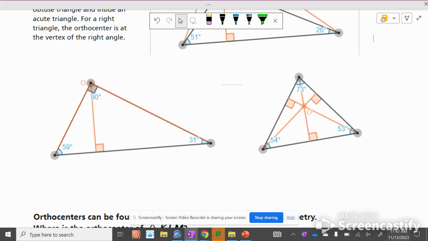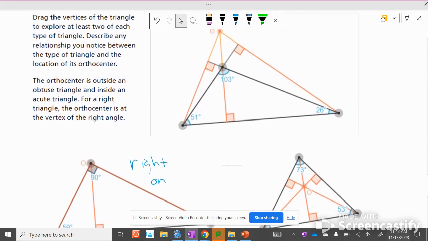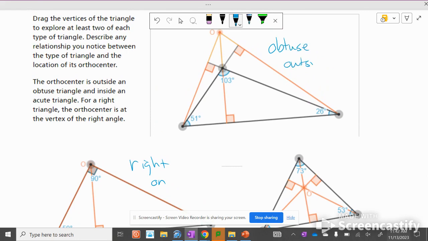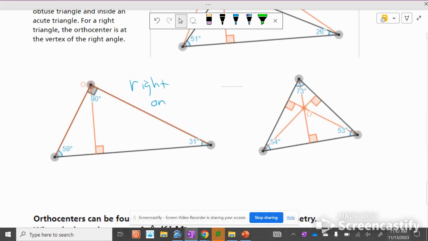So if I go from this point perpendicular to the opposite side, it's right on the right angle. If I go from this point perpendicular to the opposite side, it's right on the right angle. If I go perpendicular to this side, they all three meet. The orthocenter is at the right angle. So for a right triangle, it's on the right angle. Okay, so it's on the triangle. For an obtuse triangle, it's outside. And for an acute triangle, it's inside.